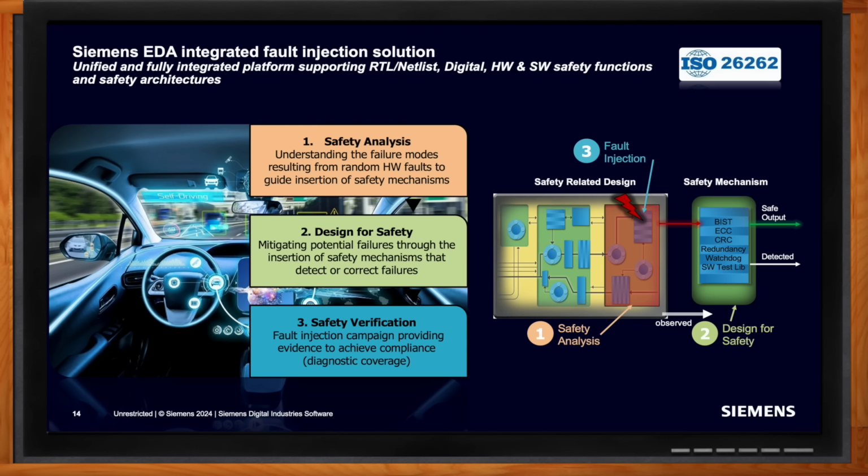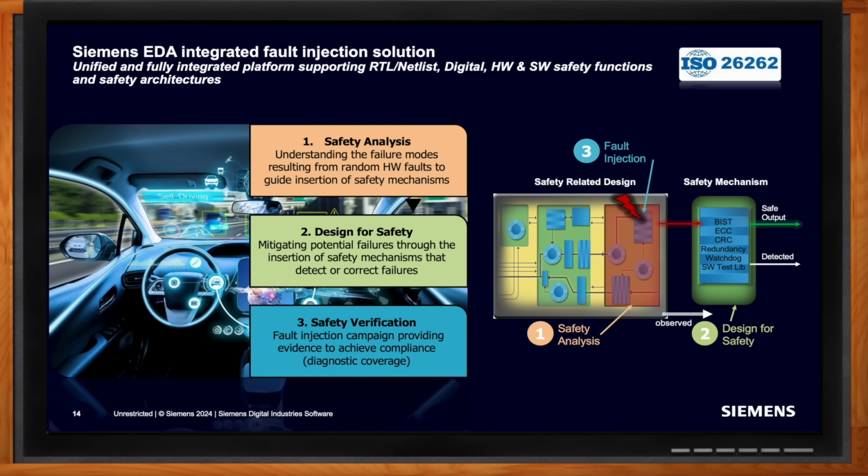The second one is the design for safety. What this basically does is the tool will do an analysis and try to see where the design lacks some safety protocol. So it will actually insert either hardware or safety mechanisms to harden those areas to bring your overall safety rating up. And then finally, safety verification.